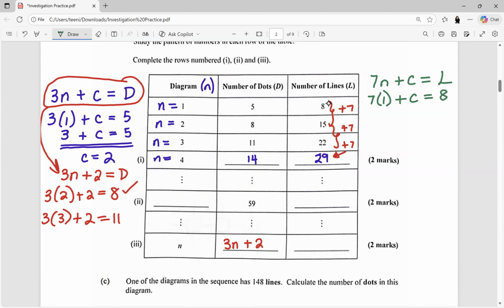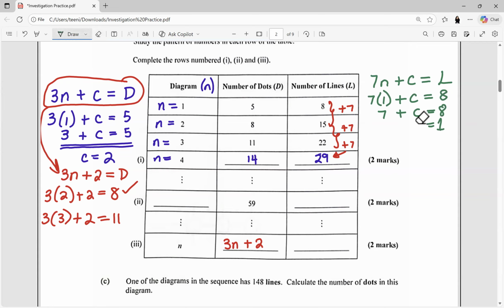What does that make c equal to then? 7 times 1 is 7, so 7 plus c is equal to 8. So if 7 plus c is equal to 8, girls, what is c? 1. That's right, c is 1. And now let's put it to the test. Let's see if it works out for the rest of them.